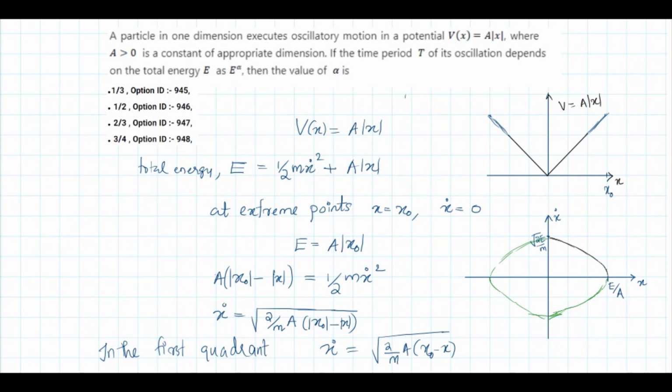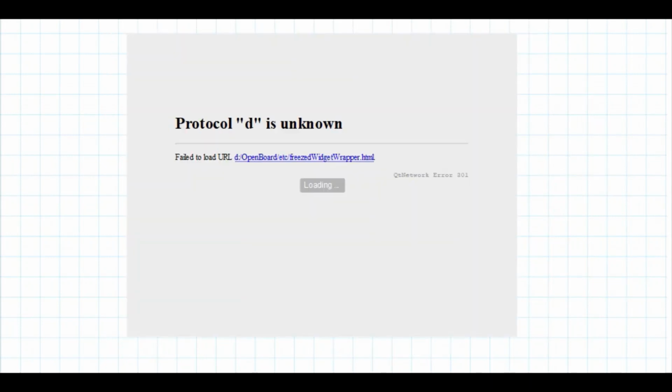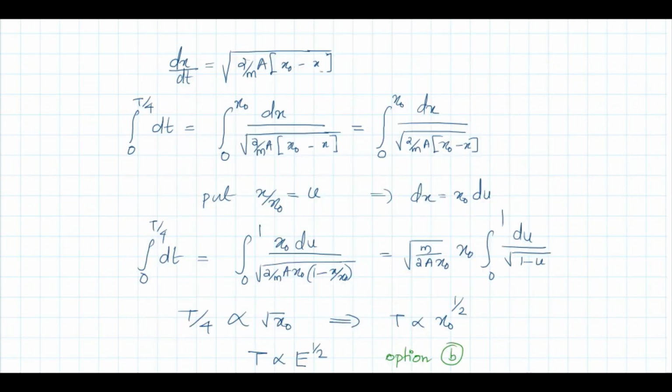What is the definition of mod x? Mod x is equal to x for x greater than 0 and minus x for x less than 0. And now I am considering the region for x greater than 0. So you can substitute mod x as x, mod x naught as x naught. Therefore, x dot is equal to square root of 2A by m into x naught minus x. x dot is dx by dt.